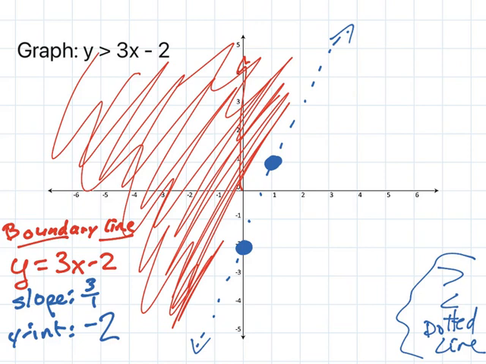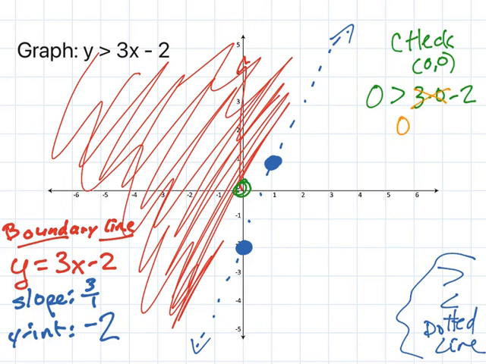If you want to check your work, you pick any point in the shaded region. Now, 0, 0 is in my shaded region. I'm going to check that. Any point in the shaded region would work. So I plug it in. 0 is greater than 3 times 0 minus 2. Well, 3 times 0 is 0. So is 0 greater than negative 2? Yes, it is. So I know that that is correct.